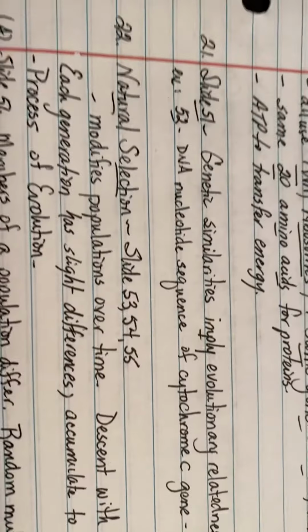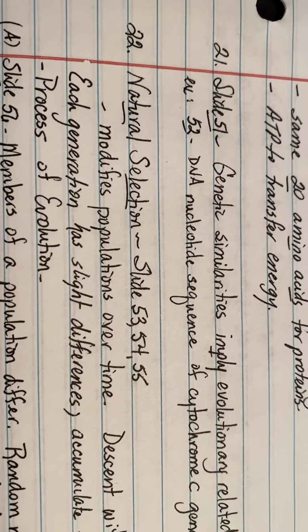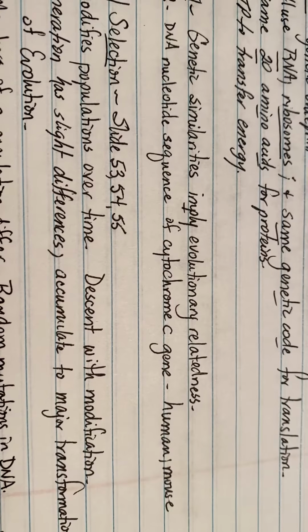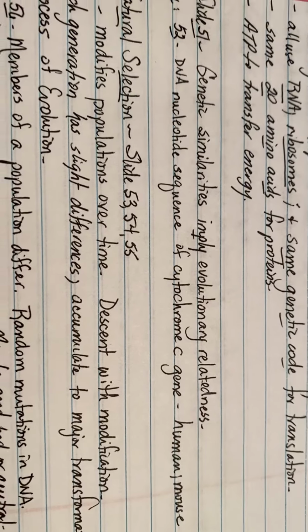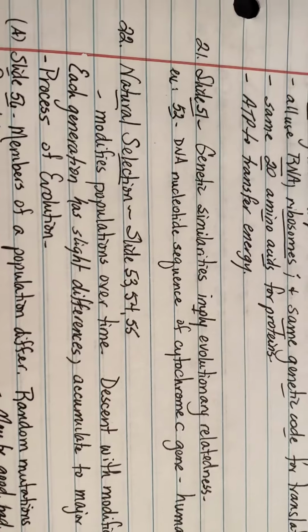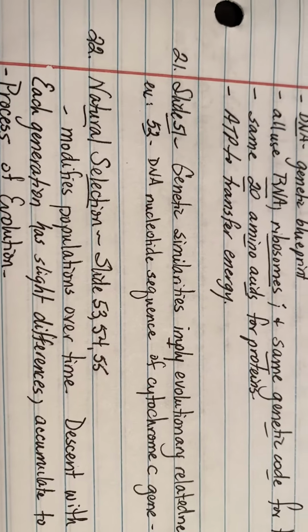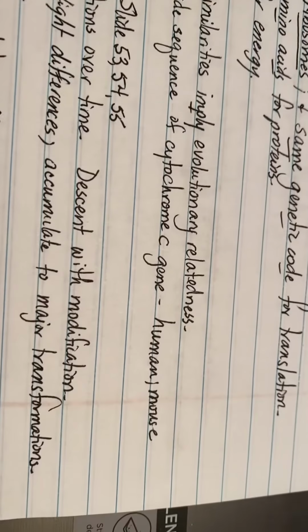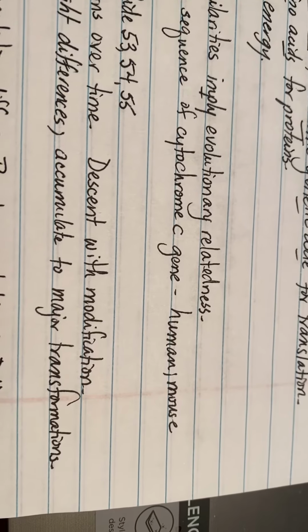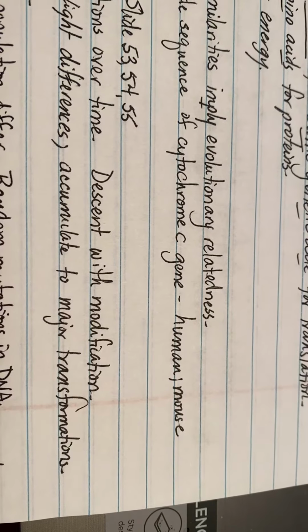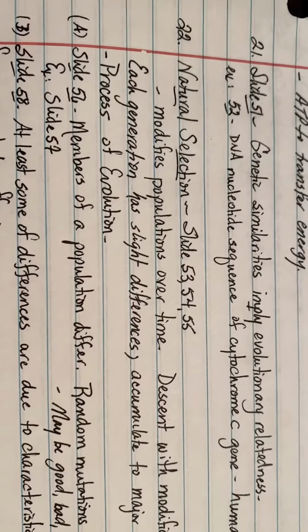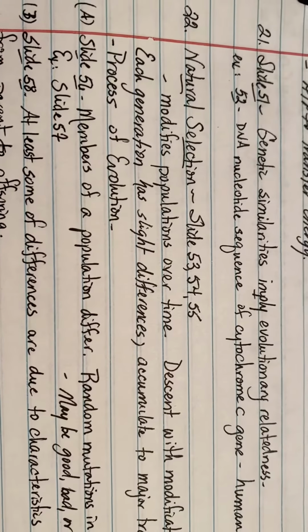Natural selection is what Darwin and Wallace believed modified populations over time. They called this descent with modification, which means each generation has very slight differences that accumulate to create major transformations in populations. Now let's talk about that process of evolution.